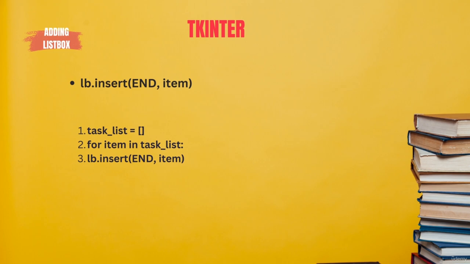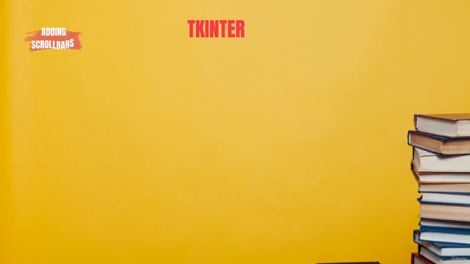If end is replaced with 0, then new data will be added at the top. Item is the list item from the task list. In this section, we'll understand why and how scroll bars are added to the window.